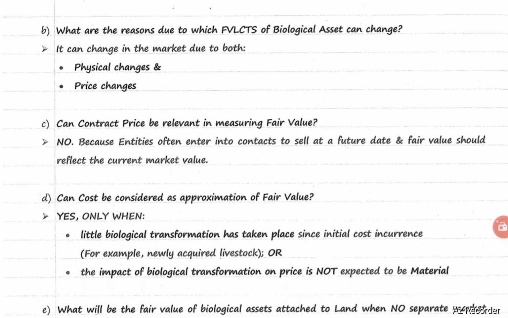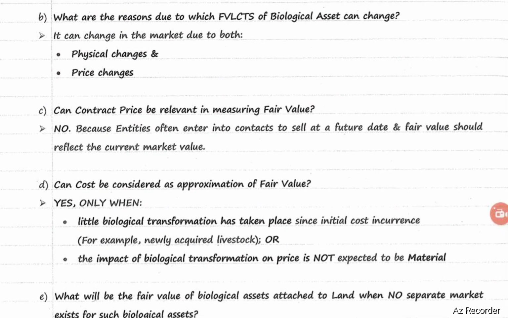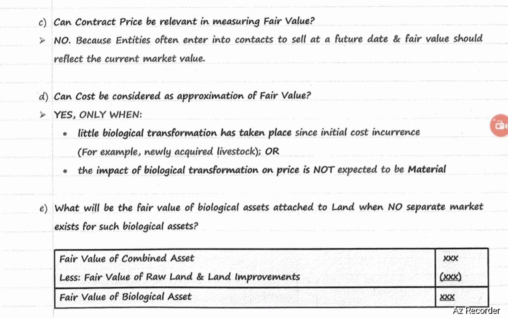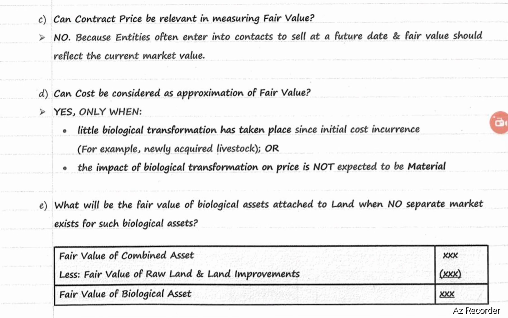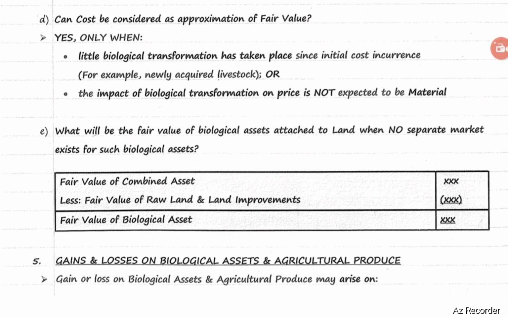What are the reasons due to which fair value less cost to sell of biological asset can change? It can change in market due to physical changes and price changes. Can contract price be relevant in measuring fair value? Answer is no, because entities often enter into contract to sell at a future date, and fair value should reflect the current market value.